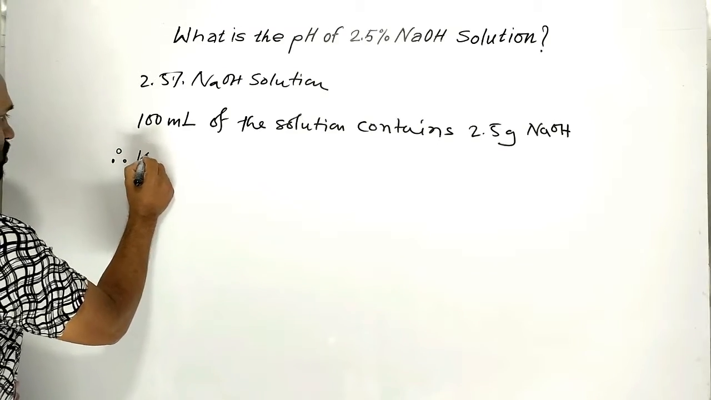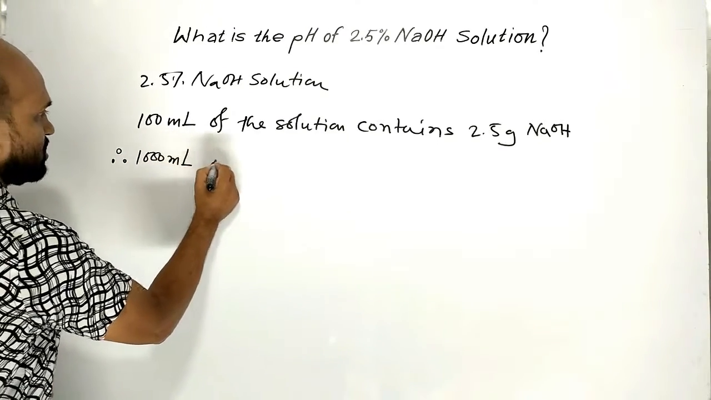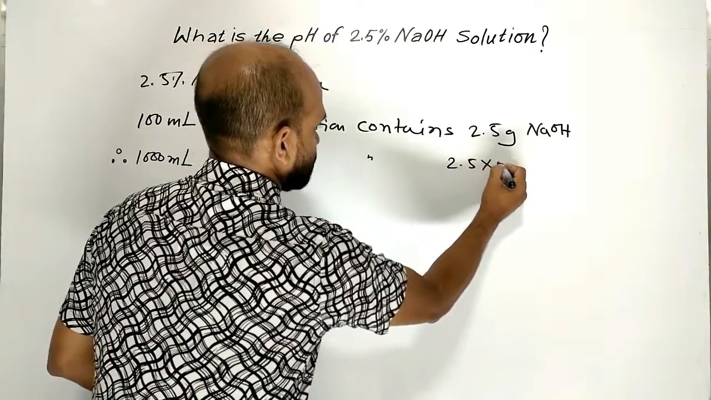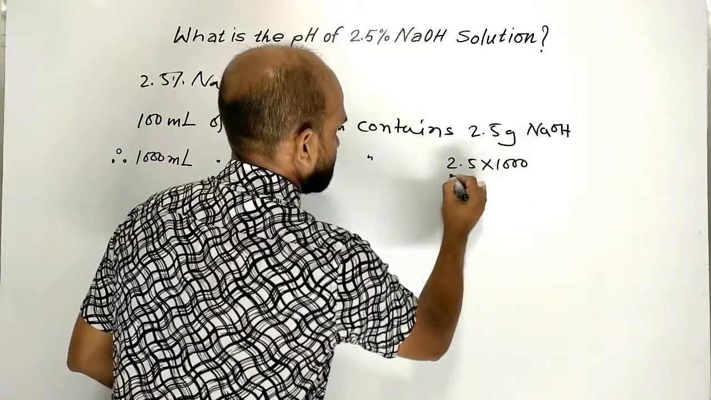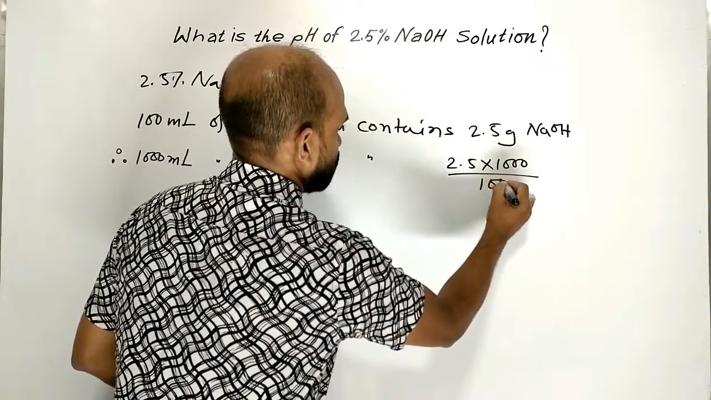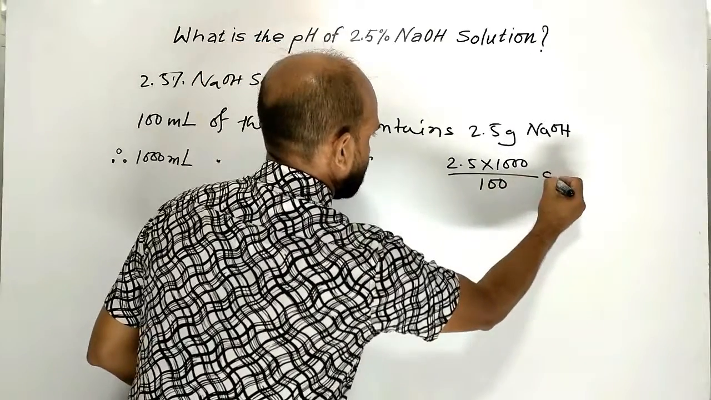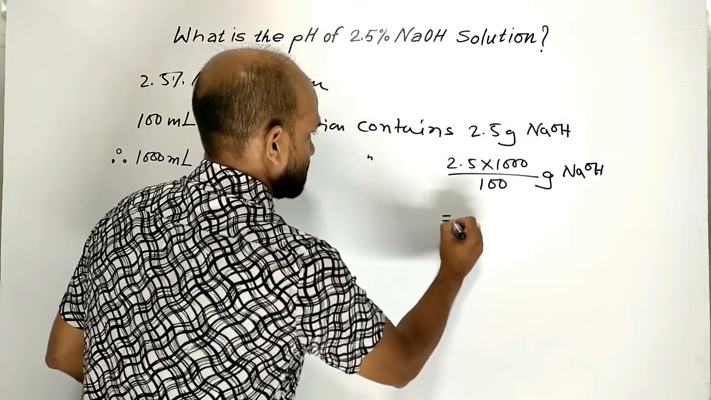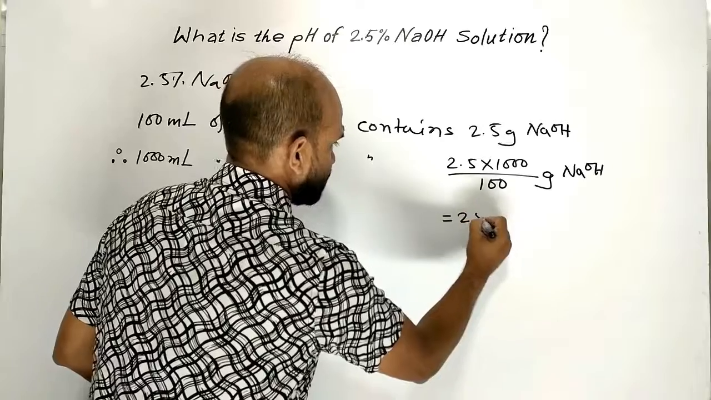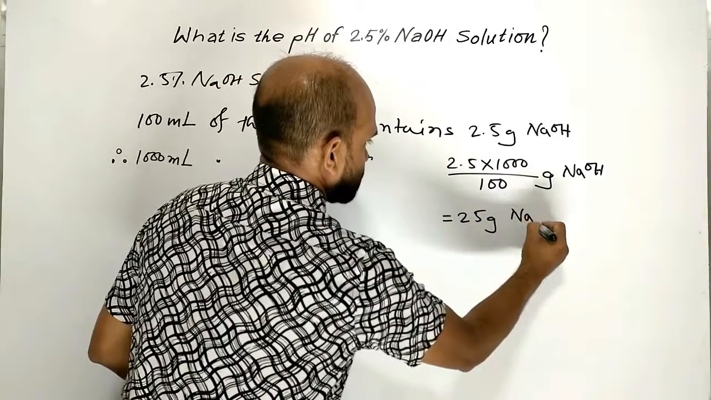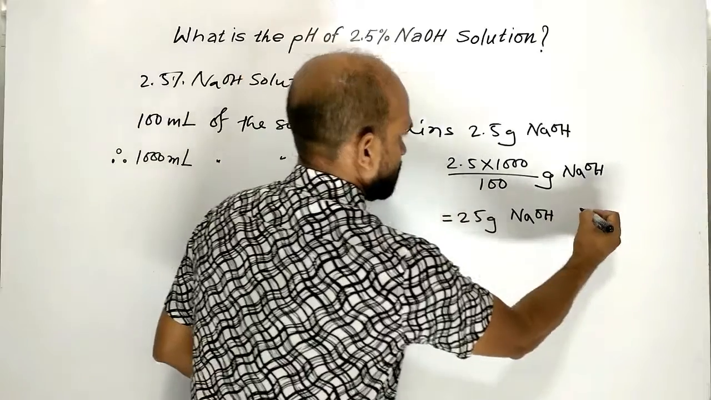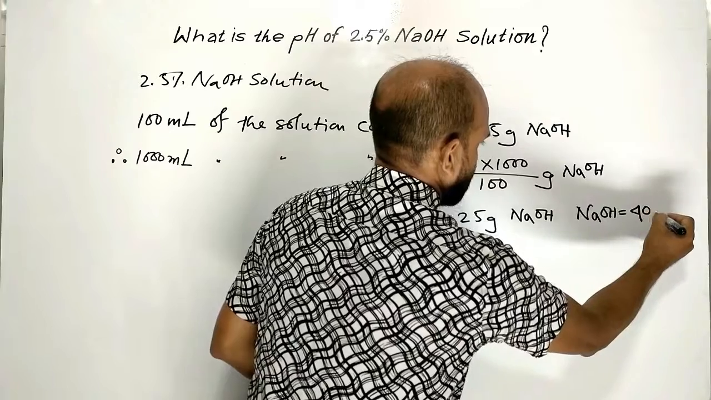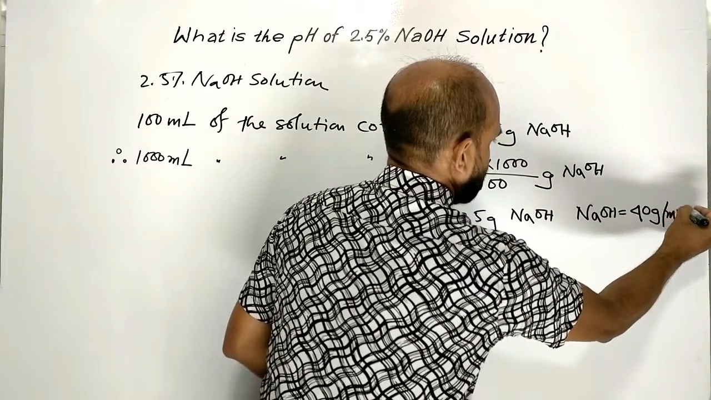Therefore, 1000 milliliter of the solution contains 2.5 into 1000 divided by 100 gram sodium hydroxide. This is equal to 25 gram sodium hydroxide. We know sodium hydroxide is equal to 40 gram per mole.